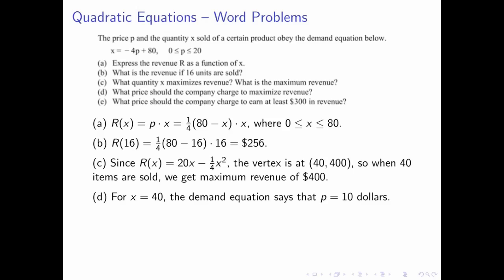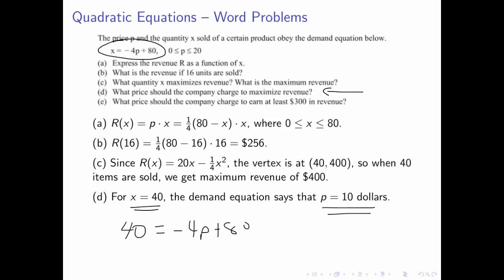All right, part D is just asking what price will lead to that maximum revenue, and so that's really just asking a question about this price-demand equation. We know that x equals 40 is the number we would like to sell in order to maximize our revenue, and so the question then is, what's the price in order to make x equal to 40? So we would just replace x with 40 in this equation, and then solve for p. And if we do that, we'll get p is $10.